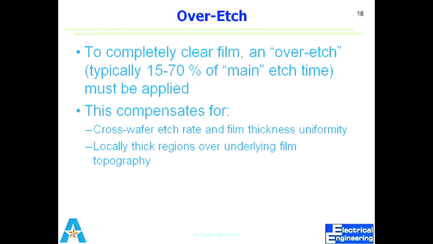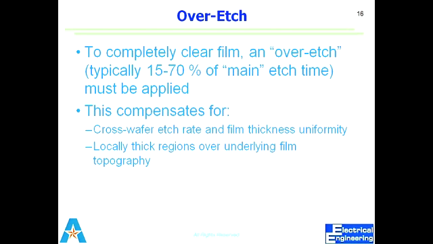Okay, so to completely clear the film and over etch, typically 15 to 70% of main etch time must be applied. So we have discussed that over etching is needed in certain cases. Why do we need over etching? That is the cross wafer etch rate and film thickness uniformity. As I told you, the film thickness is non-uniform over the surface. As we see in the previous slide, if the film thickness is non-uniform, it means that at certain points where the film was thicker than the other points, there would be some residue of that film. So in order to compensate for that non-uniformity of the film thickness, we always go for an over etching process.